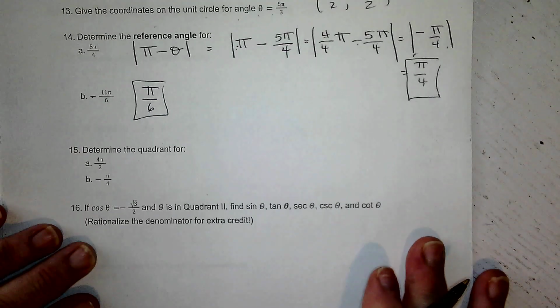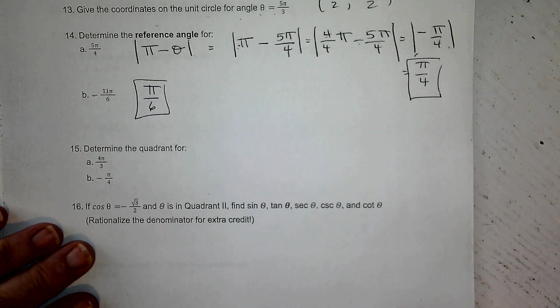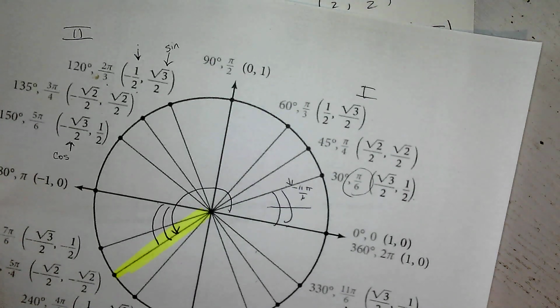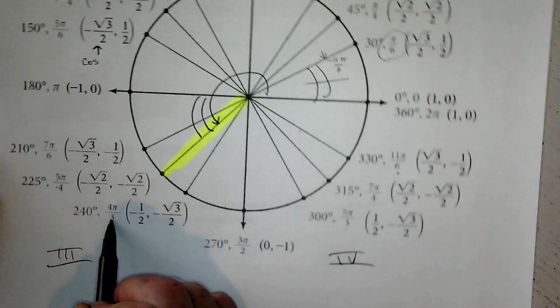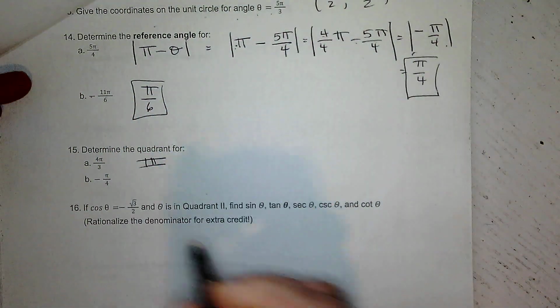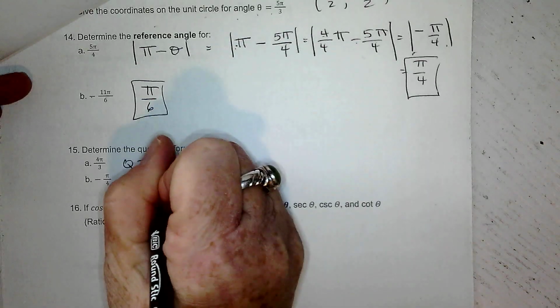Next is determine the quadrant for 4 pi over 3. All right. So, I have it right here. So 4 pi over 3 is in quadrant 3. And that's a 3. 1, 2, 3.